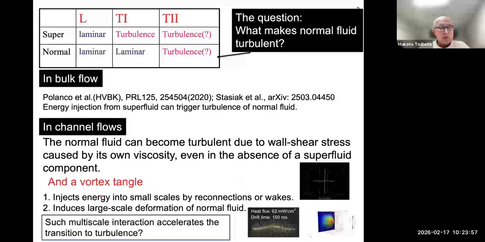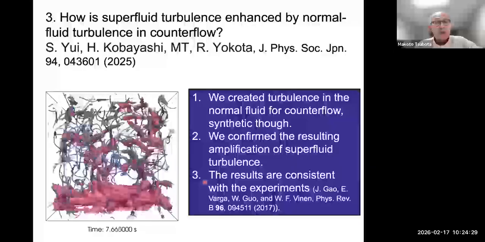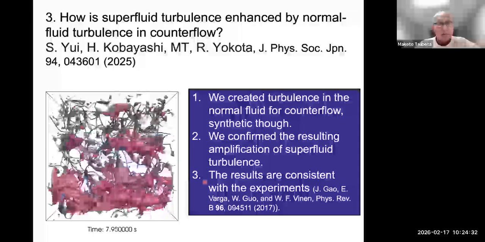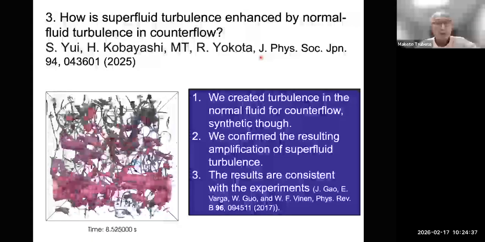The vortex tangle should inject energy into the small scales by reconnection or wakes, and induce the large-scale deformation of the normal fluid observed by the Tachibana group. Does such multi-scale interaction accelerate the transition to turbulence or not? I think this is a very basic question about dual turbulence, and we don't have a definite answer for this problem. So in the last part, I will discuss this problem from a different point of view. I will discuss how the superfluid turbulence is enhanced by the normal fluid turbulence.